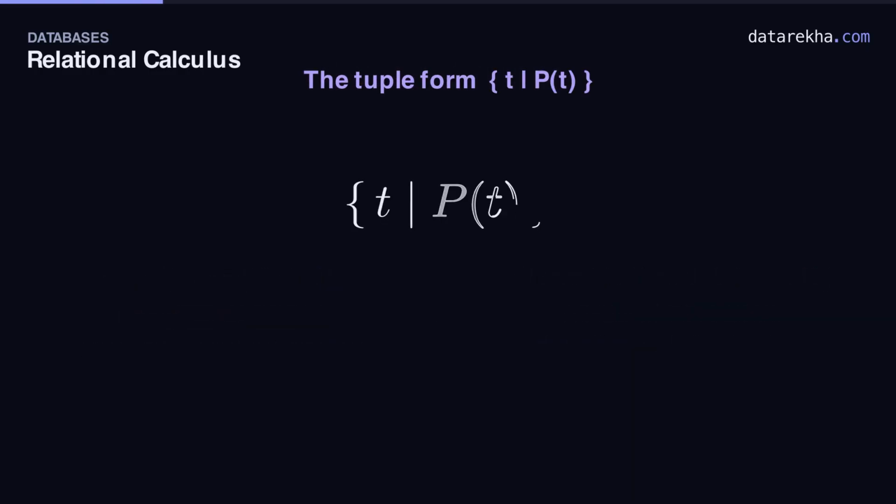Here is the whole shape of tuple relational calculus in one line: the set of all tuples T for which the predicate P of T is true. Two pieces do all the work. The T on the left is a tuple variable, a single row that roams over a table. And P of T is a logical condition, and every row that makes it true joins the result.